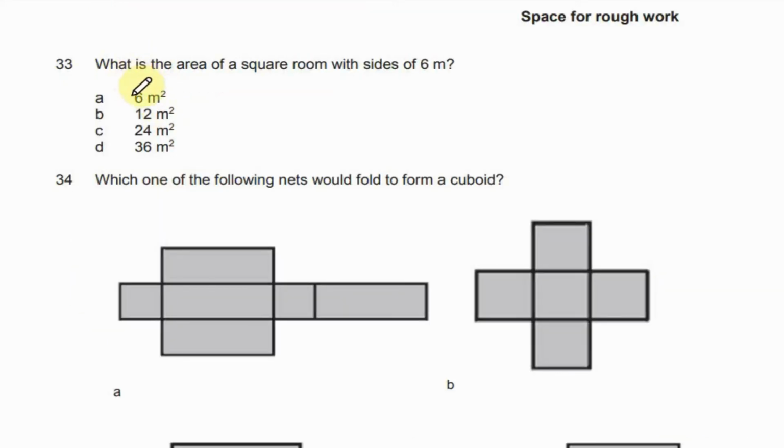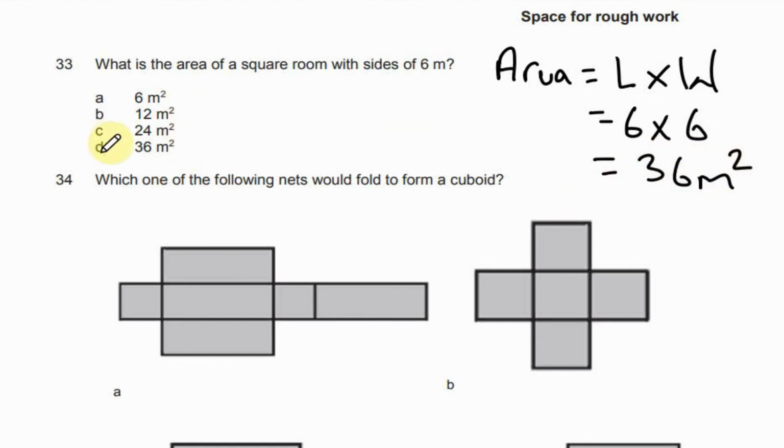Now we're looking at question 33. What is the area of a square room with sides of 6 meters? All right, now what do we know about a square? All right, all squares are rectangles, but not all rectangles are squares. Which means that we can ascertain the area of a square by using the same formula that we use to find the area of a rectangle.